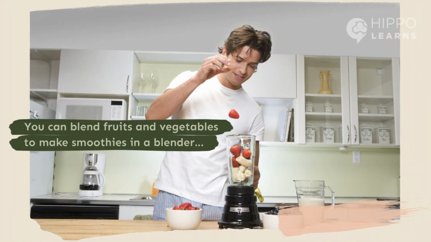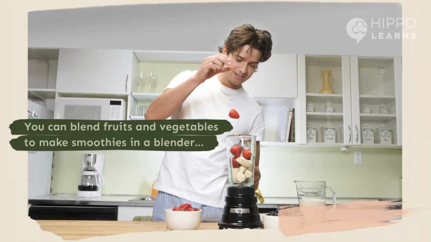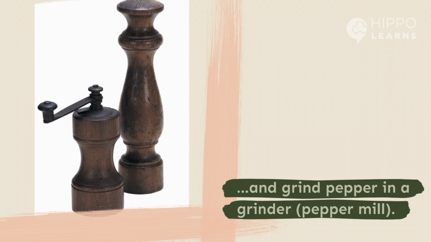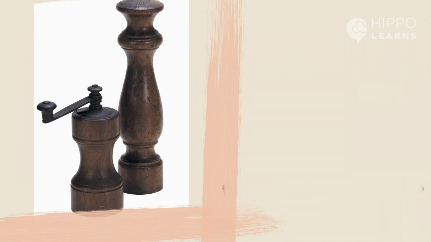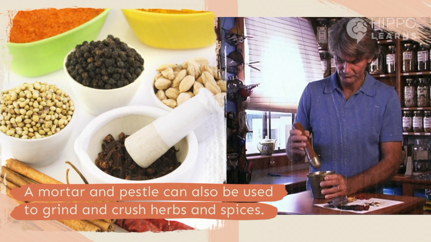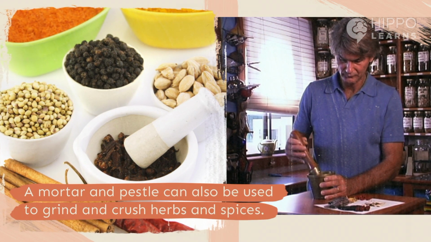You can blend fruits and vegetables to make smoothies in a blender, and grind pepper in a grinder or pepper mill. A mortar and pestle can be used to grind and crush herbs and spices.